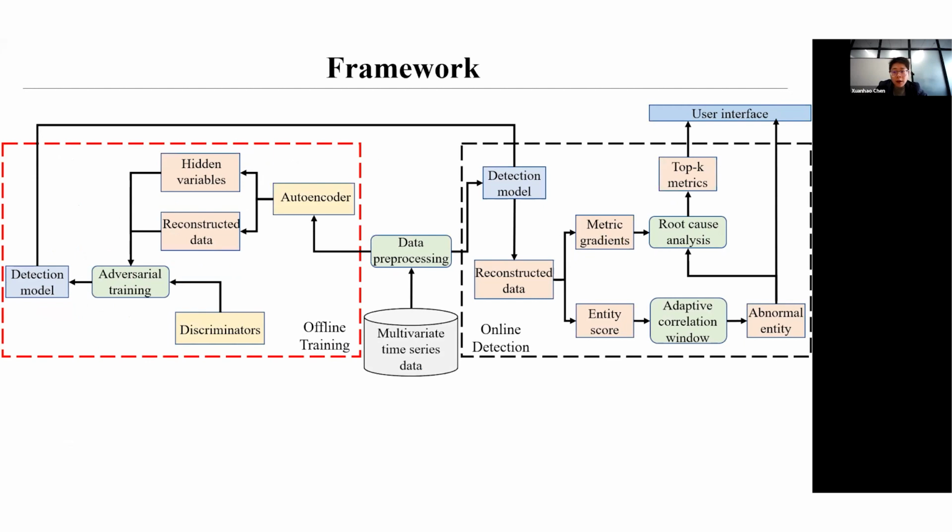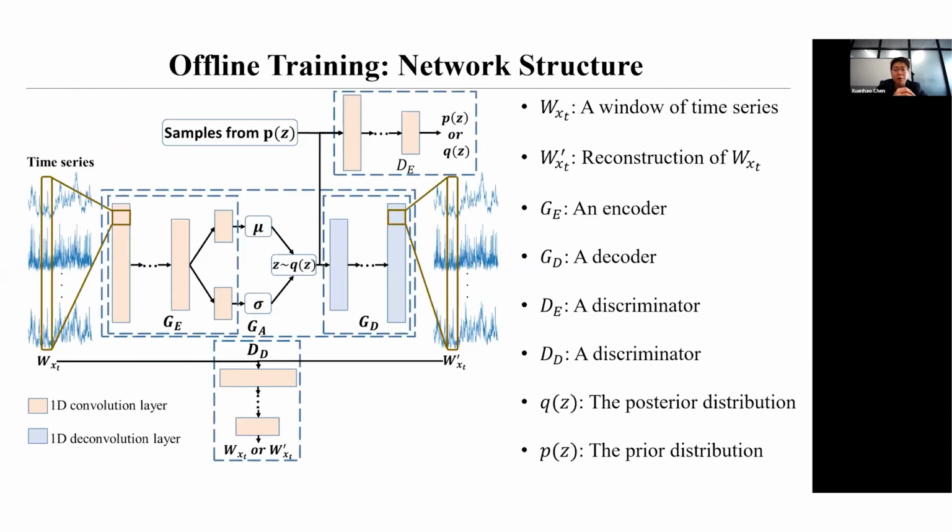Next, we present the offline training module. First, we introduce the network structure of the detection model. As illustrated in the figure, the network structure of DMIN consists of three parts: an autoencoder, including an encoder and a decoder, and two discriminators.